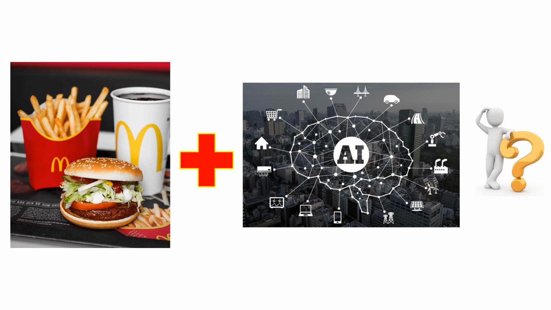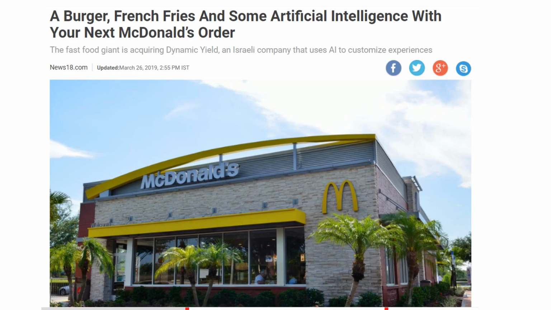Now let me ask you another example. How is this very popular fast food chain McDonald's related to artificial intelligence? Any idea? Those who follow news might have seen this news. A burger, french fries and some artificial intelligence with your next McDonald's order. The fast food giant is acquiring a company called Dynamic Yield, which is based out of Israel, to customize user experiences.